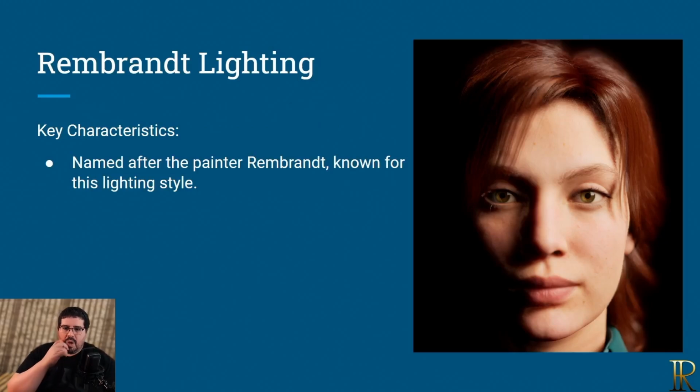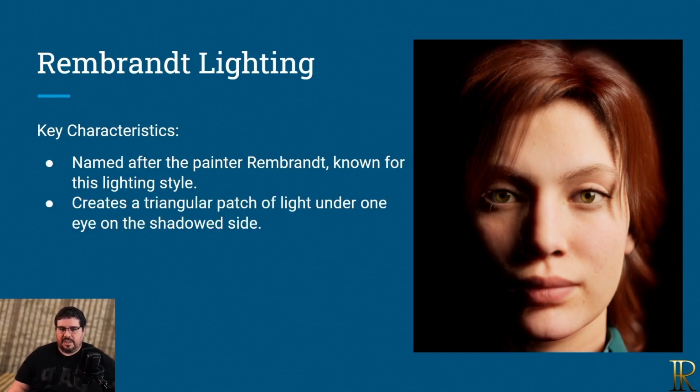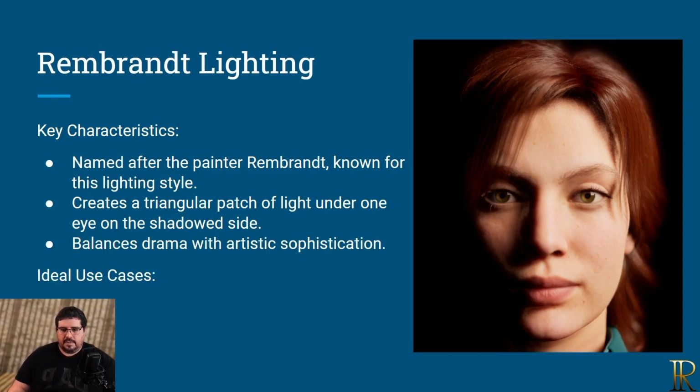So Rembrandt is actually named after the painter Rembrandt, and it's known for this lighting style. It creates, as you can see, a triangular light patch under the eye, and it will allow us to always have both eyes under light, even though you have a bit of shadow on the side. It balances drama with artistic sophistication.